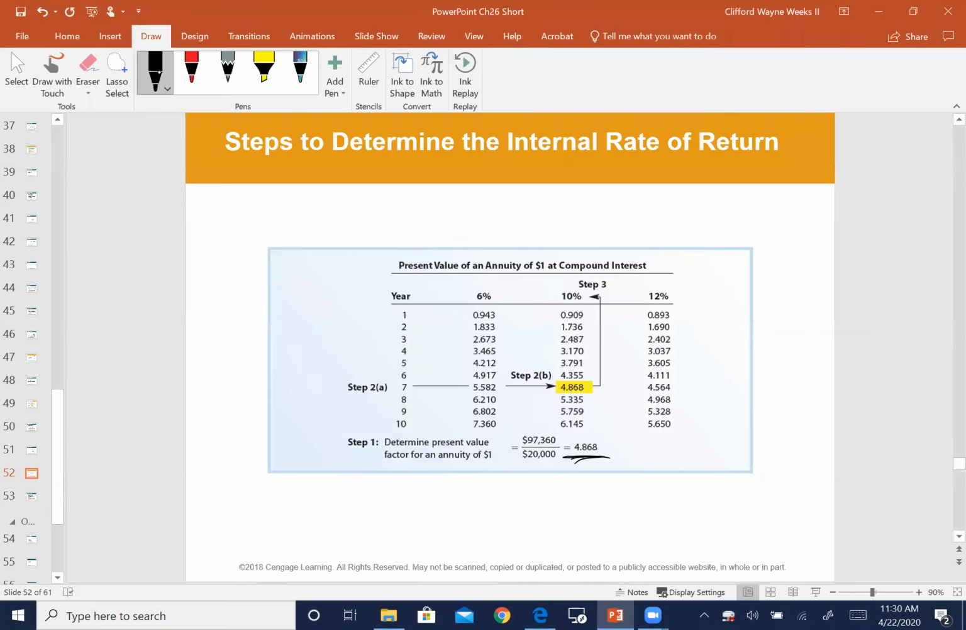And so we go down to the 7th period. We go across until we find that number. Then we just go up, and we can see that, oh yeah, that was 10%. But let me say, and this is why I think this is lame.